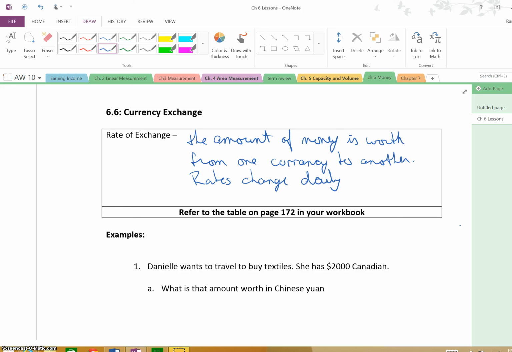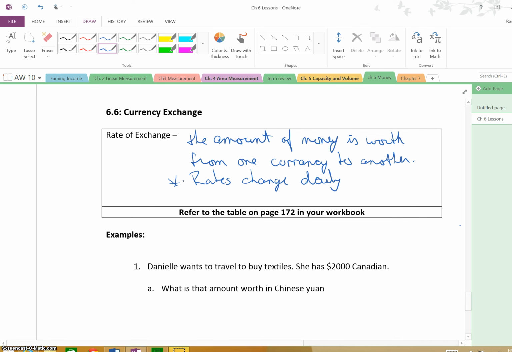Japan has the Japanese yen. So the rate of exchange when you're changing from one unit to another is the amount of money that it's worth from going from one currency to another. The important thing to note too is that your exchange rates change daily. They're not consistent. So I'll give you an example here.